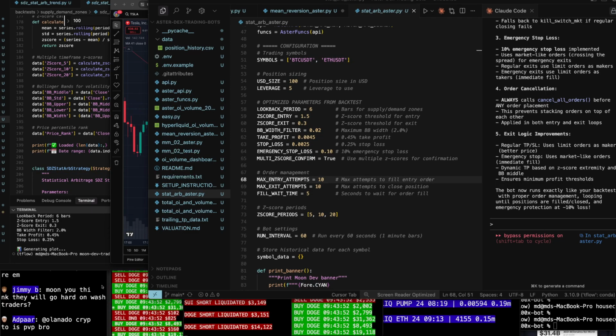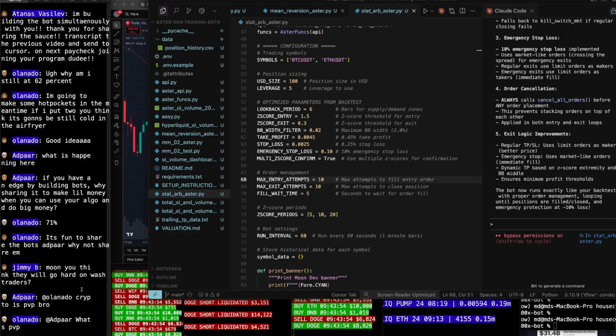Crypto is PvP, bro. Moon, you think they will go hard on wash traders? I don't know. I wouldn't wash trade though, just because you can just trade regularly. I don't even know what the definition of wash trading is. Is it just buy real fast and sell really fast? Who knows though? Is that what you're doing? You're just clicking buy and then sell real fast, or what's your current strategy?